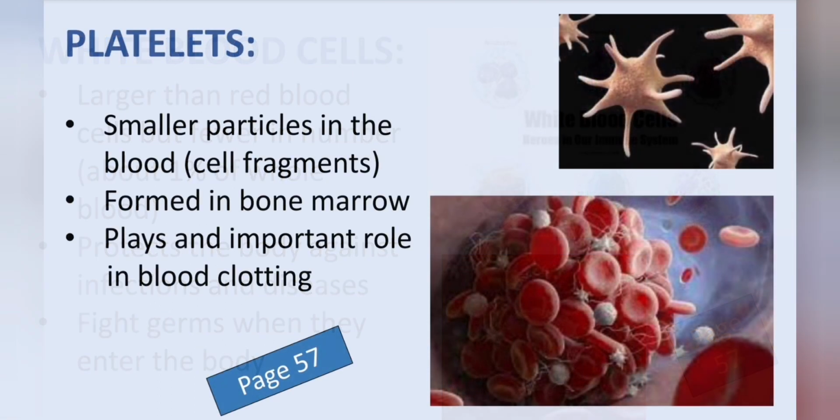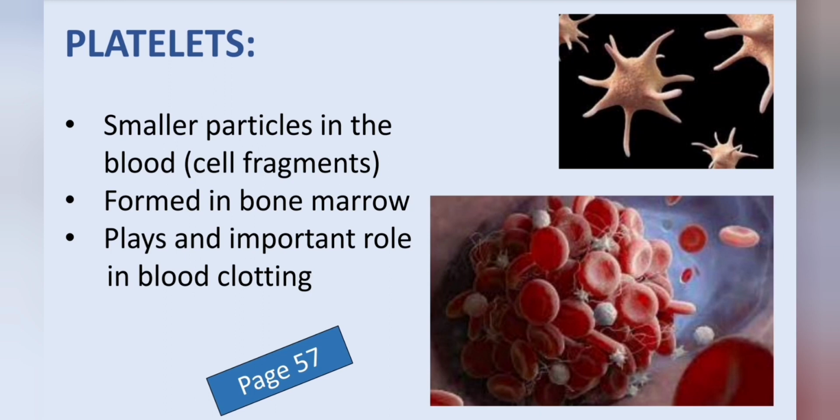The last constituent of blood that we find is called platelets. Now, platelets are smaller particles in the blood, not actually real cells, they're more like cell fragments.